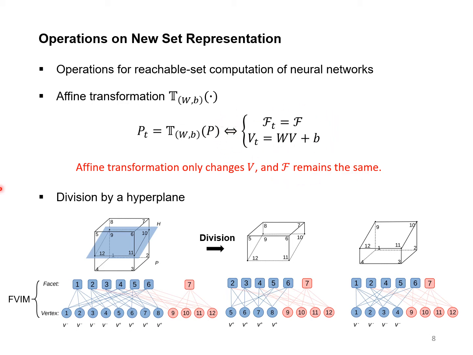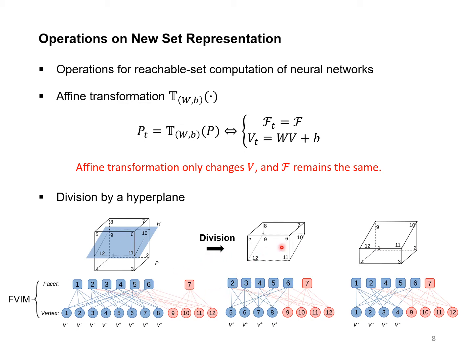The second operation is division by a hyperplane. Here we illustrate this process with an example. We have a three-dimensional cube P and a hyperplane H. The F matrix of the cube P is described in this graph in blue blocks. The blue line between them describes the containment. When the intersection between H and P happens, it generates new facet 7 and new vertices 9, 10, 11, and 12. When division happens, the cube P will be split into two subsets by the hyperplane H.